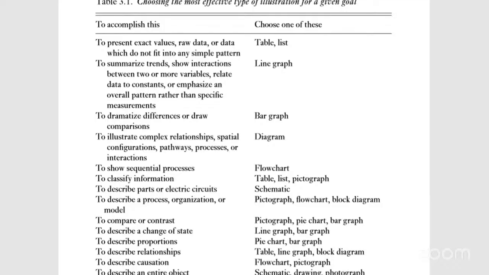So you can use normal diagrams to illustrate complex relationships. You can use flowcharts to show sequential processes. You can also use tables to classify information. You can also use pictographs to classify information. So all of these are just different things you can use. When you want to describe relationships, you can also use a line graph, okay, or a table. All right. Yeah. So let's move on.